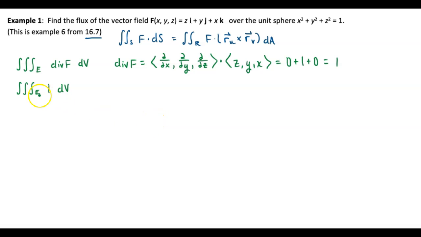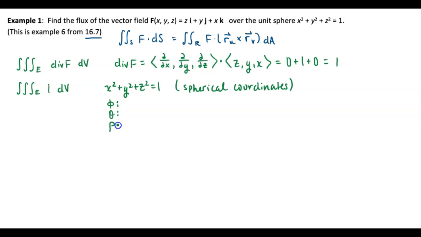And this leads us to conclude that our only task really is to, from this point on, find out these triple bounds of this volume. We know this is a unit sphere, and so what's the best way to categorize this unit sphere? Well, probably to use spherical coordinates. And so using spherical coordinates, we want to find our bounds for phi, for theta, and for rho.